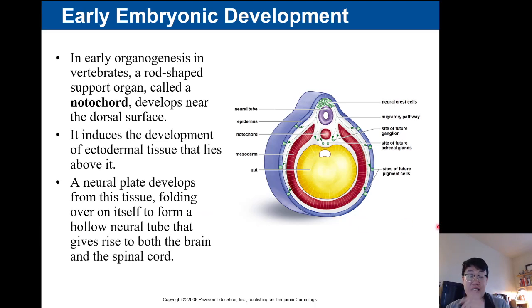Okay, so I had to pause really quick, and now I'm unpaused. And so this is, again, just a review of the early embryonic development. Okay.